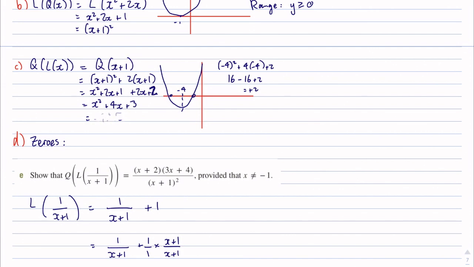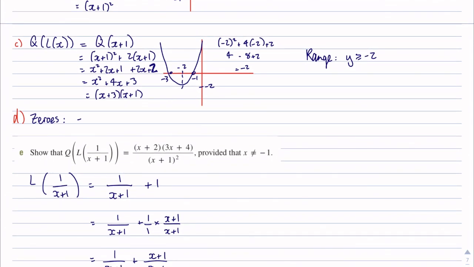Which means that's x plus 3, x plus 1. Which means this is minus 3, minus 1, which means this is minus 2. What I'm doing is substituting minus 2, not minus 4. Minus 2 squared is 4, take 8 plus 2, negative 2. So the range, y greater than or equal to negative 2. Sorry about that. So our zeros, negative 3 and negative 1.